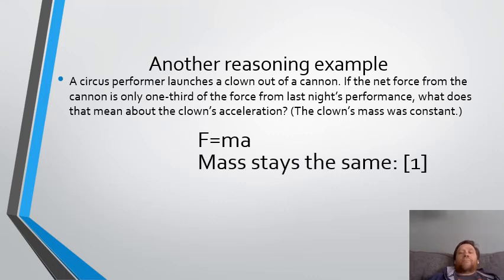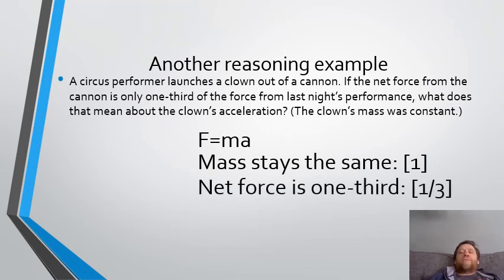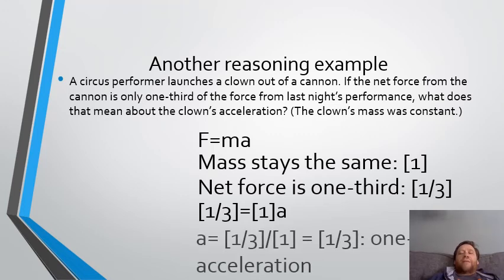I'm going to start with Newton's second law, F equals ma. Again, the mass stays the same, so I'm going to put a 1 in the brackets, just like before. But this time the net force is different. It's 1/3 of the original amount. So I put the bracket for 1/3 for the net force and 1 for the mass in the equation. Again, I end up dividing those. I take 1/3 divided by 1. I just get 1/3. So it means I have 1/3 of the acceleration.